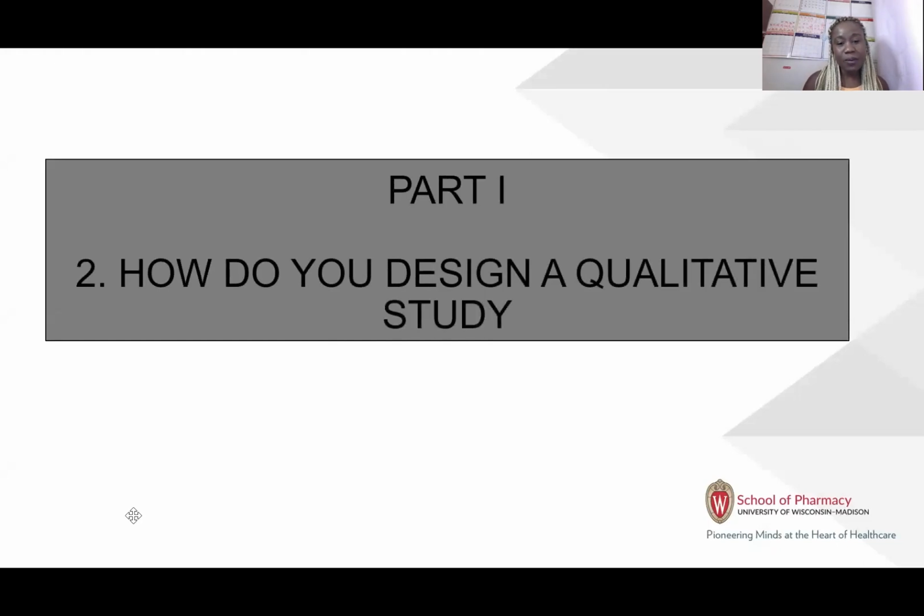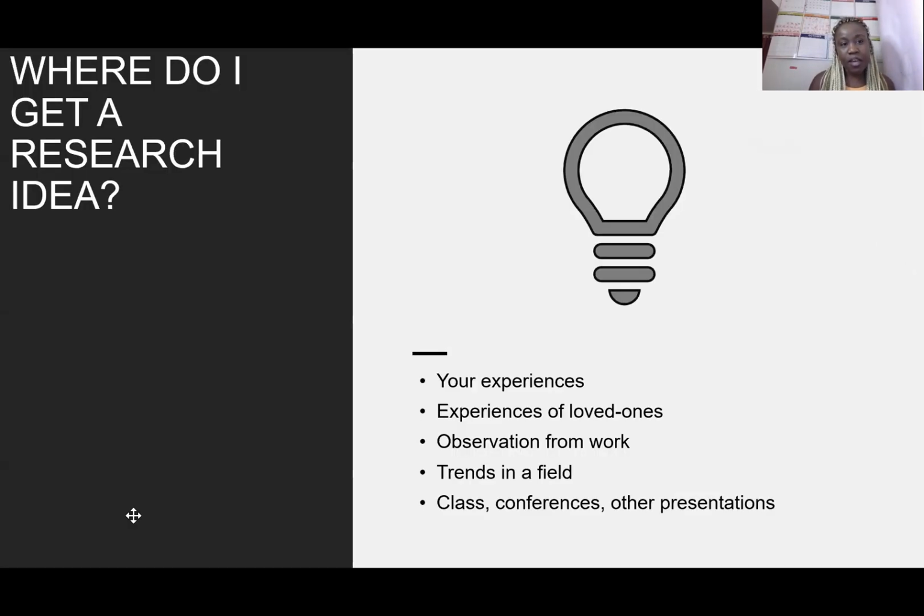And then, so how do you design a research study? So for at least the next maybe 5-10 minutes that I have, I would go over this. So where do I get a research idea? Your research idea can be derived really from your experiences of loved ones. I had someone in my program take care of their parents during an illness. And so they were able to draw from their experience to design their dissertation topic. And so you can make observations from work in the pharmacy, in the hospital and so on, and see what are some gaps that you're beginning to observe.